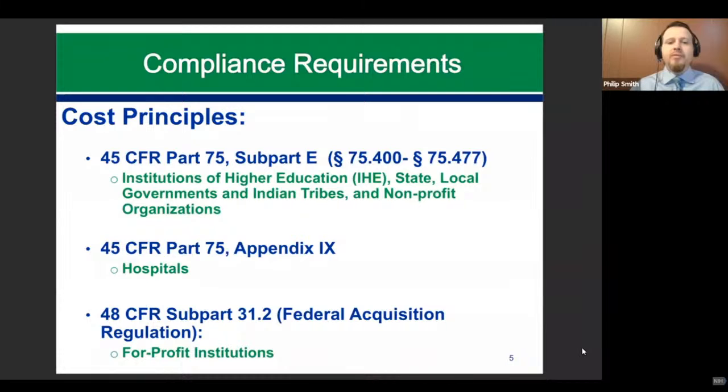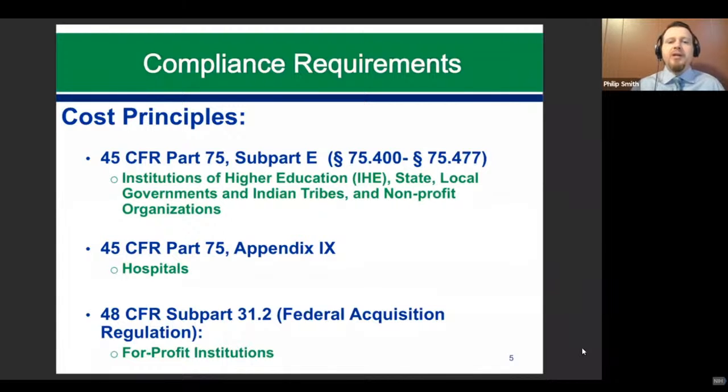Here referenced are the cost principles applicable to the different types of institutions. As you'll see, for-profit institutions are subject to cost principles outlined in the Federal Acquisition Regulation, and state and local governments, Indian tribes, nonprofit organizations, hospitals, and institutions of higher education, such as the University of Maryland, are subject to the cost principles outlined in 45 CFR Part 75.